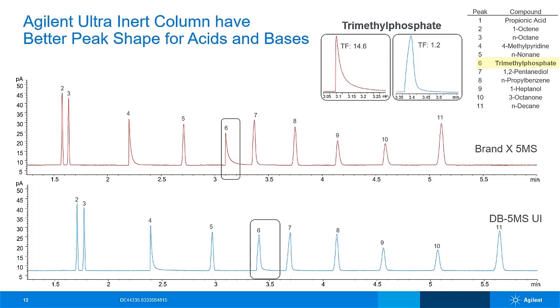So ultra-inert columns, the DB5MS, HP5MS, or DB35MS ultra-inert are all consistent in this reproducibility and robustness for acidic or basic compounds. The DB5MS or HP5MS should be your go-to column for any GCMS applications.